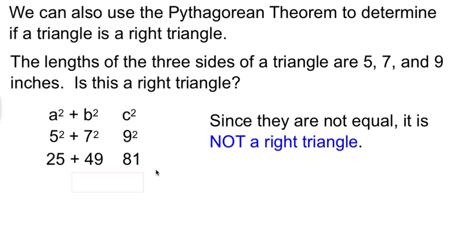25 plus 49 is 81. Actually, 25 plus 49 makes 74. We'll compare that to 81. They're not equal. Since they're not equal, it's not a right triangle. If they were equal, then we would say yes, it is a right triangle.